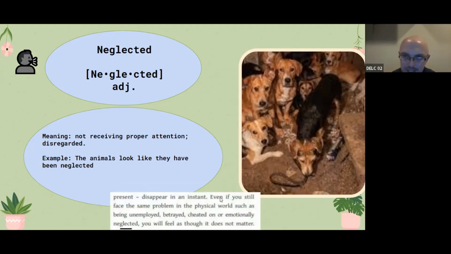Yeah, and so he said, even if you still face the same problem in the physical world, such as being unemployed, betrayed, cheated on, or emotionally neglected, you will feel as though it does not matter. So emotionally neglected, maybe someone is not giving you attention, or maybe they don't care about you, and maybe you feel like, oh, why don't you care about me? Yeah, this can be emotionally neglected.